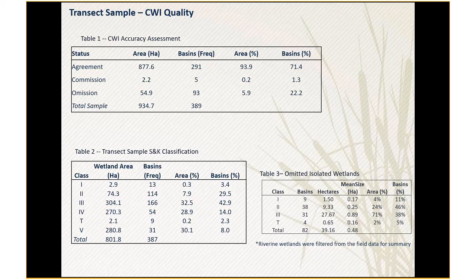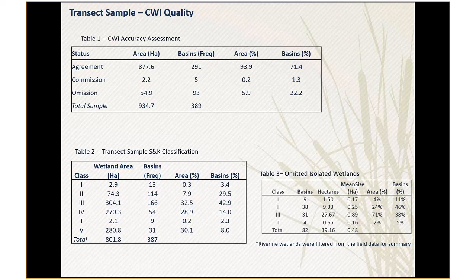Just to speak a little bit to the quality or the currency of the CWI, is it still relevant? Keep in mind there's a 0.2 hectare minimum map unit, so theoretically anything below that hasn't been collected in the CWI. But along all of our transects, we sampled 389 basins that had observations. We were looking at 71.4% agreement at the basin level, 93.9% agreement at the area level.